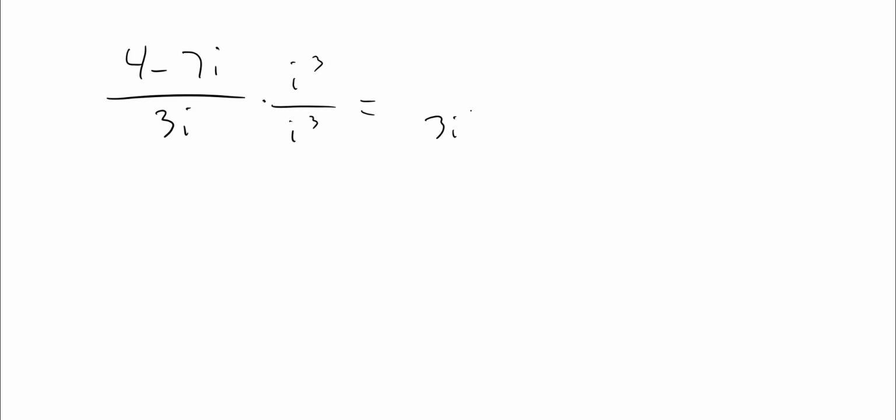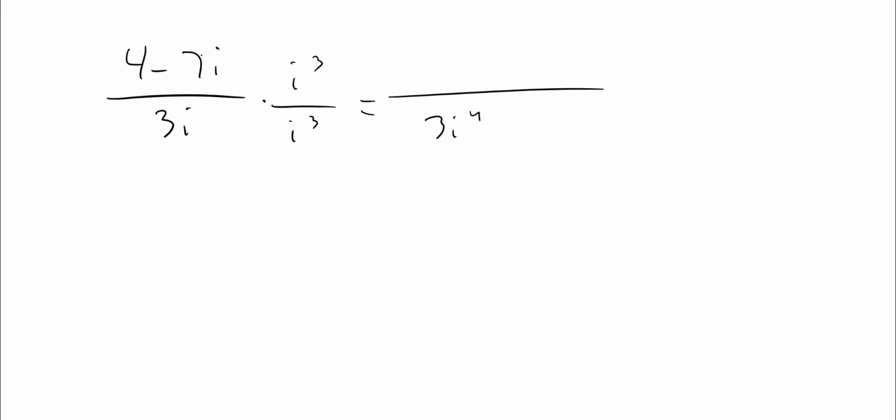Okay? So if I give you 4 plus 7i over 3i. So it's the same thing, guys. I'm not doing anything fancy. I need that to be 3i to the fourth, so I'm going to multiply by i cubed over i cubed. It's really pretty easy. So on the bottom, I get 3i to the fourth.